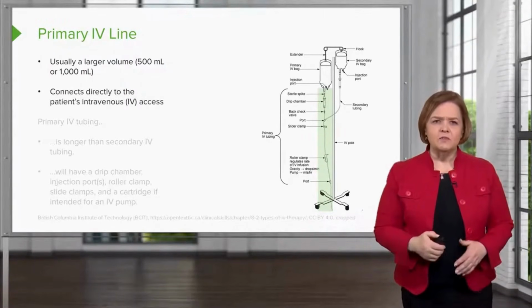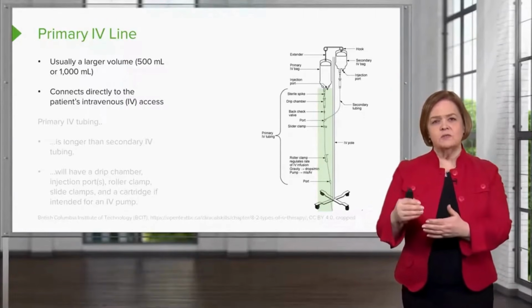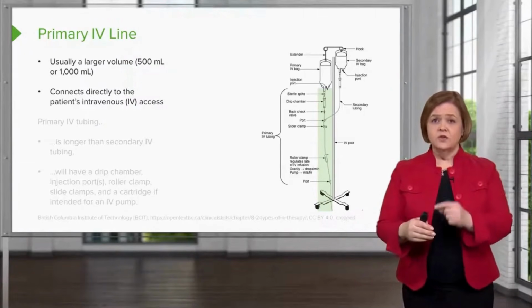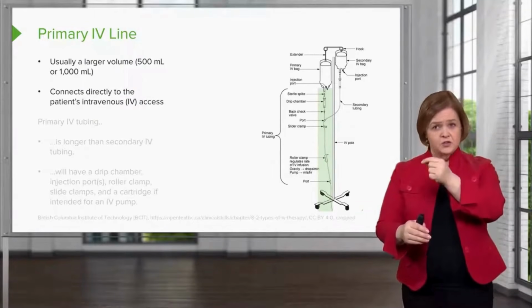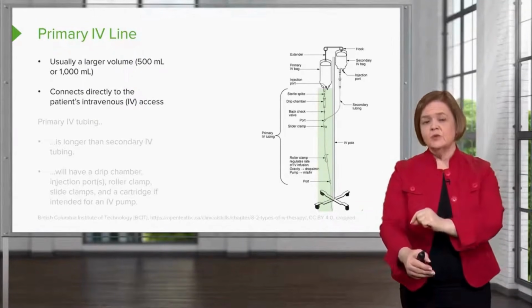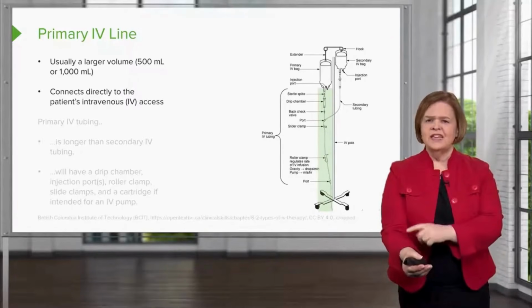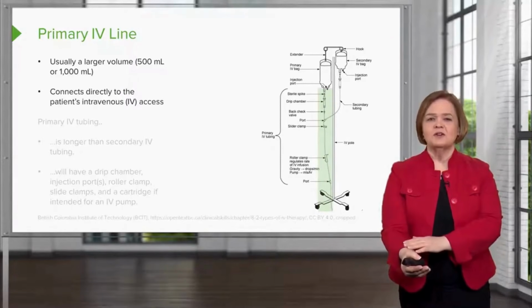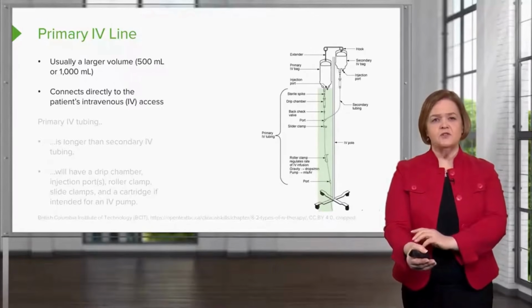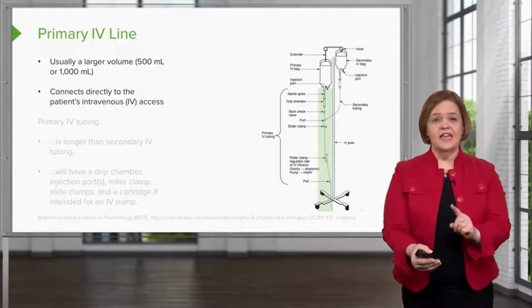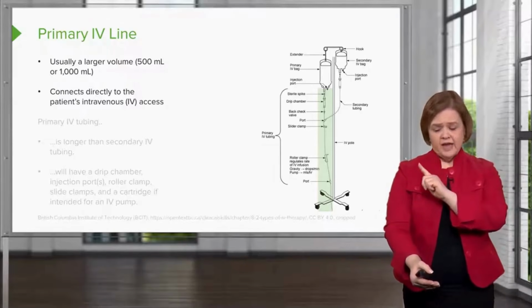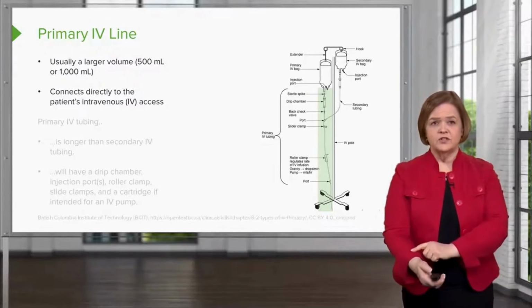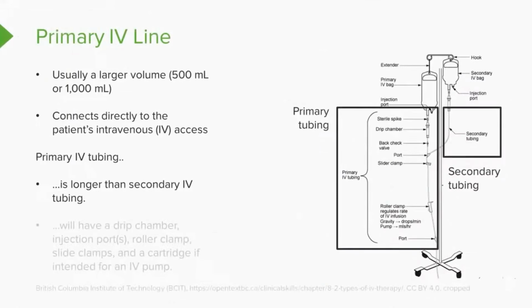So then we have a bigger bag and it connects directly to the patient's IV line. You follow the primary bag, the fluid, the line, there's a tubing, all the way down, it will connect right to the patient. Now it can go to all sorts of things. We'll talk about those in our other video series, but just know for now, primary line has a larger volume, has a long line that goes from that bigger bag all the way down to the patient. Because the primary tubing is longer than the secondary IV tubing.